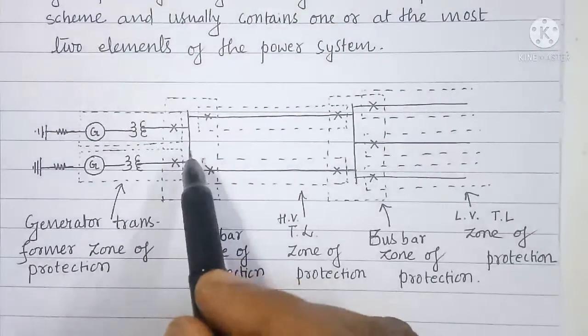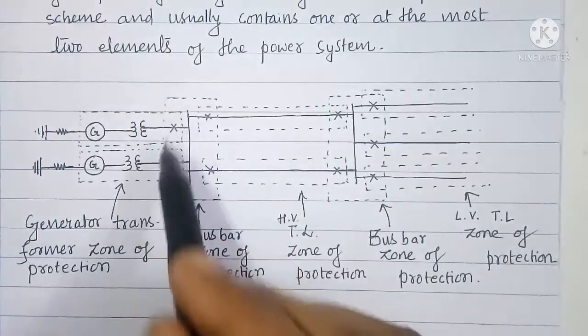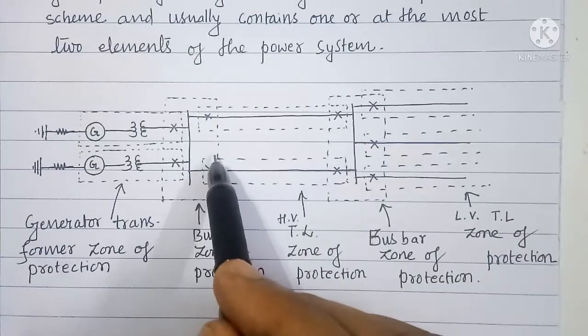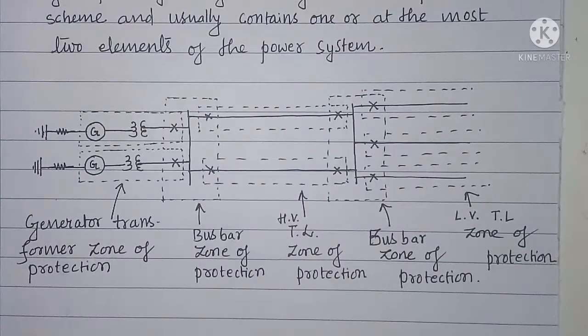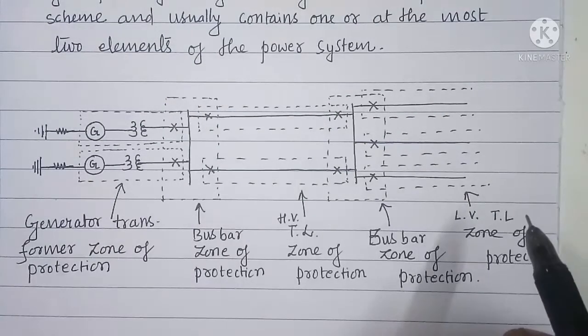You can see here that the zone of protection of the transformer and the zone of protection of the bus bar are overlapping. The zone of protection of the bus bar and the zone of protection of the transmission line are overlapping. This overlapping ensures that each and every component of the power system is protected. If there is no overlapping between any of the zones, then a certain part of the power system would remain unprotected, which is not desired. And such an unprotected part of the power system is called a blind spot in the power system.